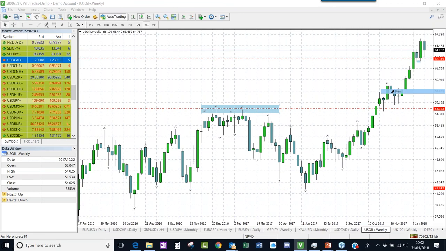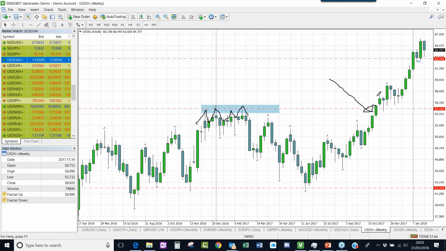So let's go down and have a little look there. When you have a look on the monthly chart and now look at the weekly chart, I'm looking for any more particular levels that stand out to me as being of interest. And the thing is, when you start on the monthly chart and you go down, you start to realize that actually these levels carry on through.